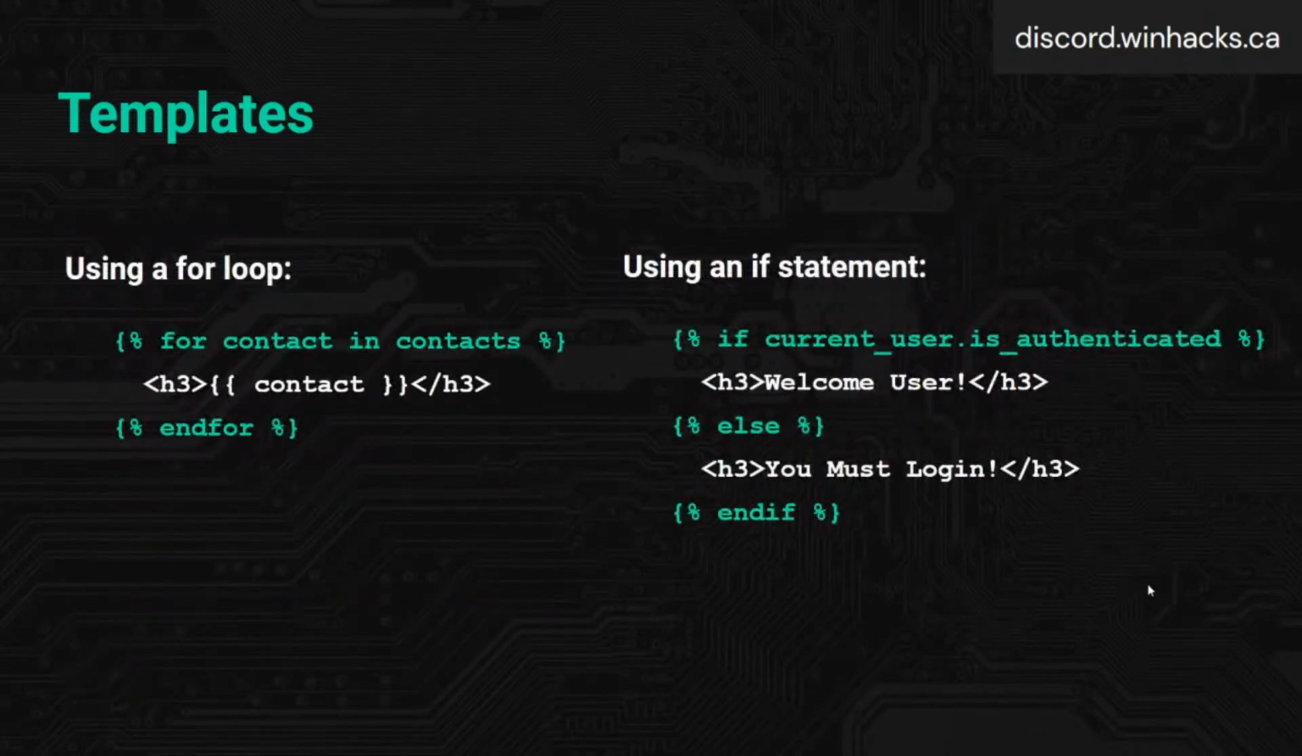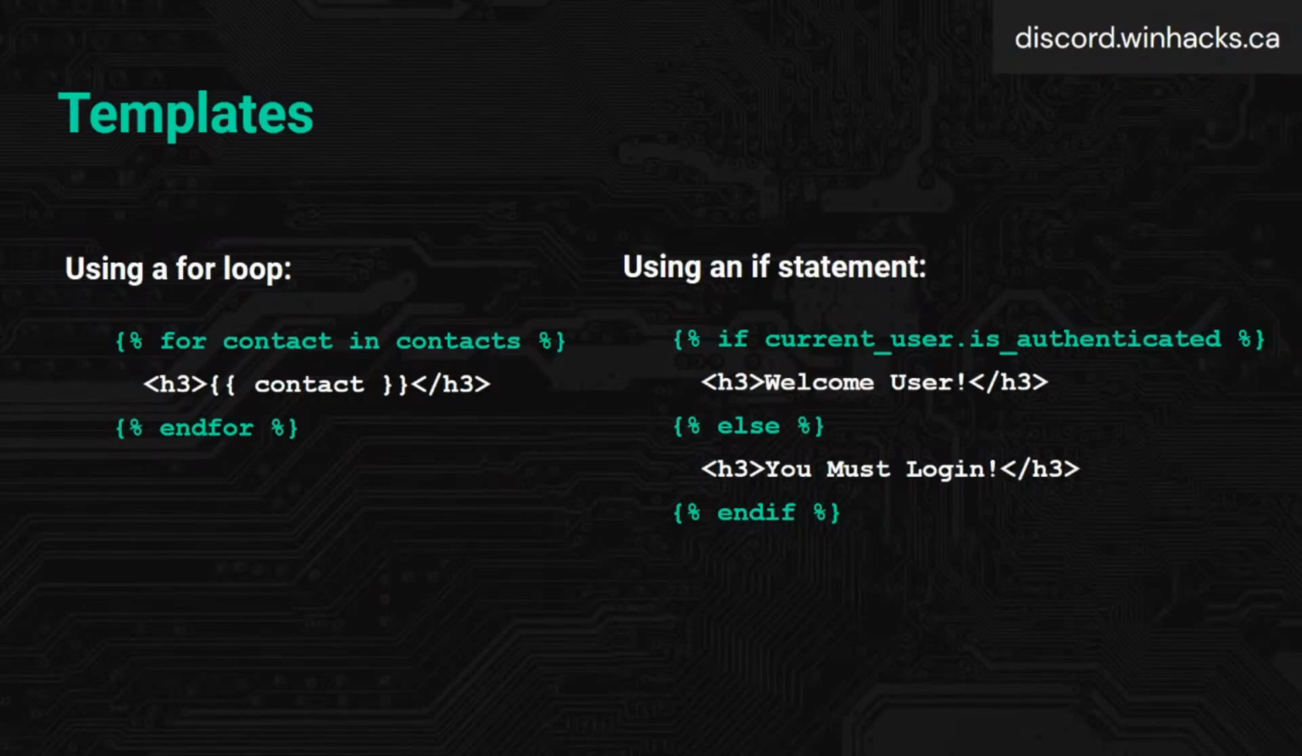So some other cool stuff that you can do is you can do a for loop. So say there's a list of 5 contacts. Say it's contact A, B, C, D, and E. This will create 5 H3s, and in between, it'll have A, B, C, D, E, like that. So that's a cool way to dynamically create HTML.